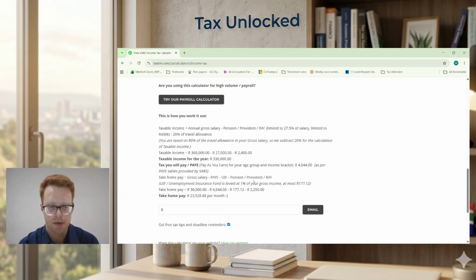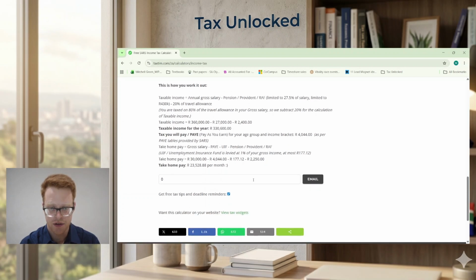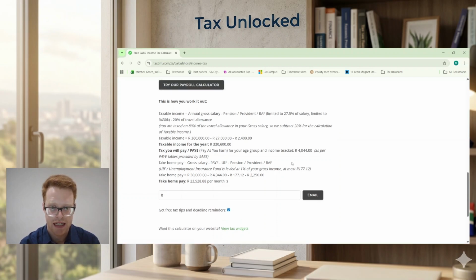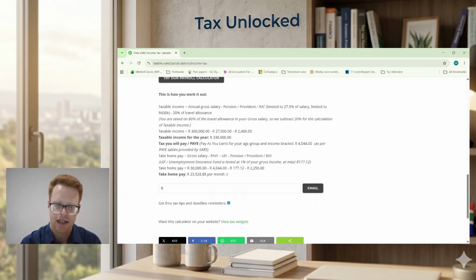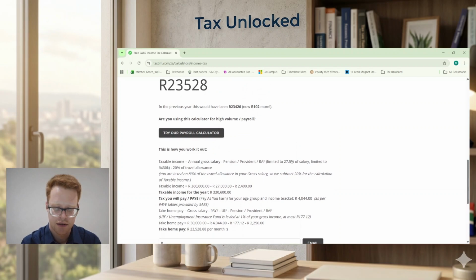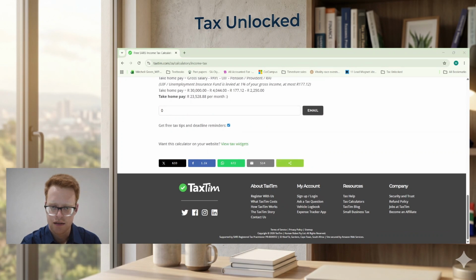So we see that your marginal tax rate, which is how much you get taxed on every extra Rand you earn, is actually much higher than your effective tax rate. When people say they're paying 27% tax, it's only on a portion, and another portion is probably taxed at 18%, and then there's the portion that is not taxed or taxed at 0% thanks to the primary rebate. Okay, so that is how you calculate your taxable income.